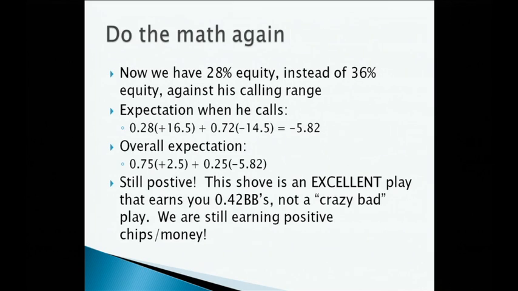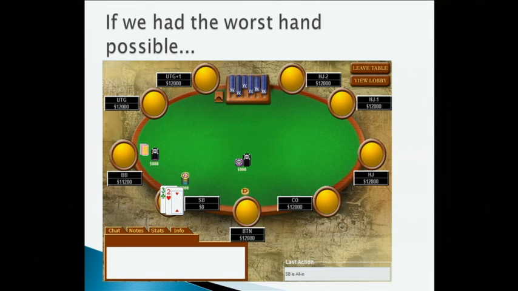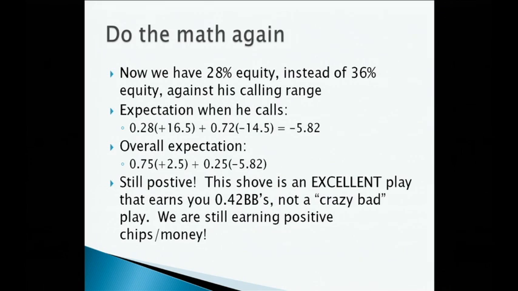Okay, so you do the calculation and you find that this is still an excellent play. So going all in with 3-2 offsuit is actually not a crazy bad play. It looks like a crazy bad play on paper. And I'll tell you, in reality it is a crazy bad play. But according to this calculation, it's actually not a crazy bad play. You're actually earning 0.42 big blinds. Okay, so what's wrong? Why does our calculation say 3-2 off is a good play?